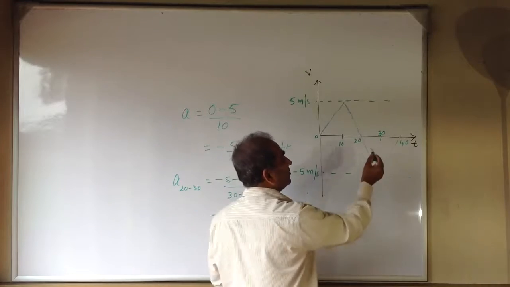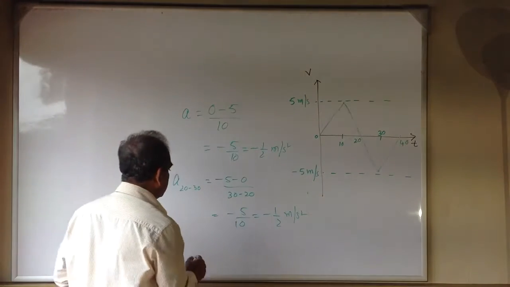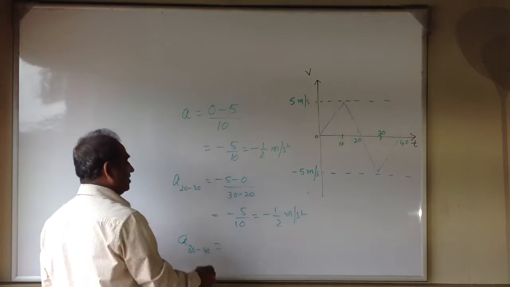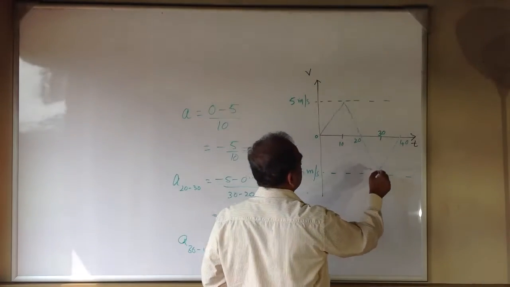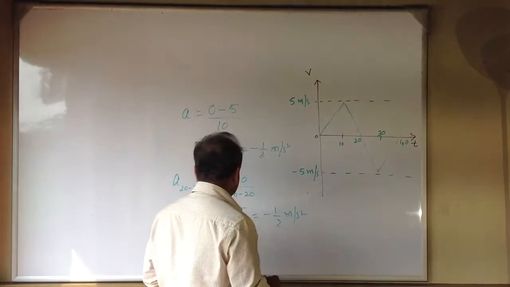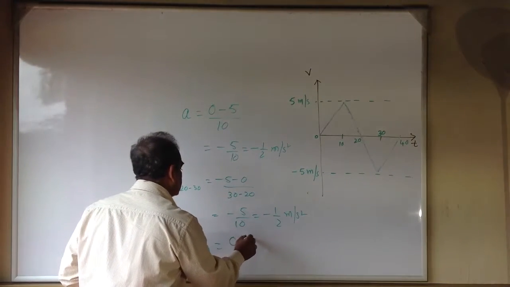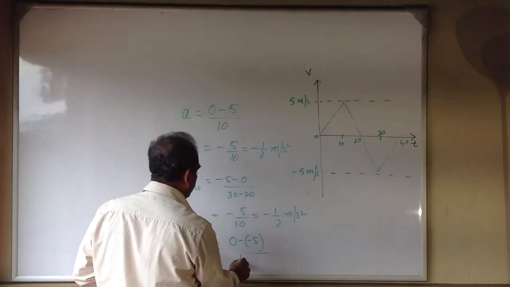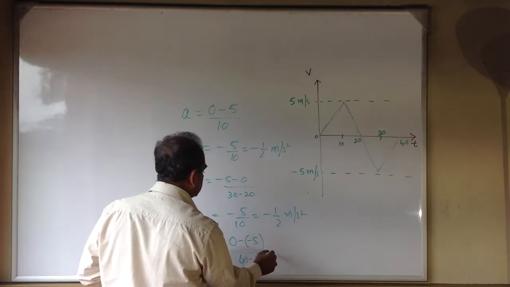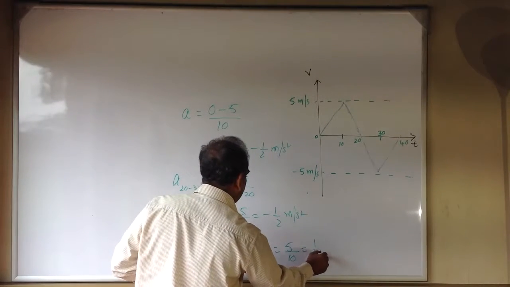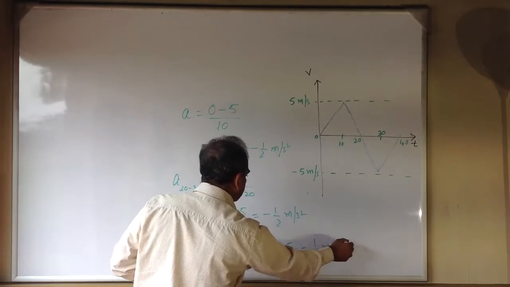And what is the acceleration between 30 seconds and 40 seconds? The acceleration between 30 and 40, we will just denote like this, which is equal to rise over the run. So the rise is from minus 5 to 0. So 0 minus of minus 5 over the time taken between 40 and 30, 40 minus 30, which gives you 5 over 10, equal to 1/2 meter per second square.